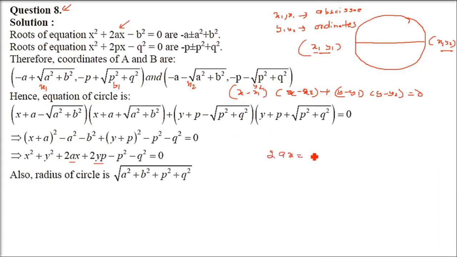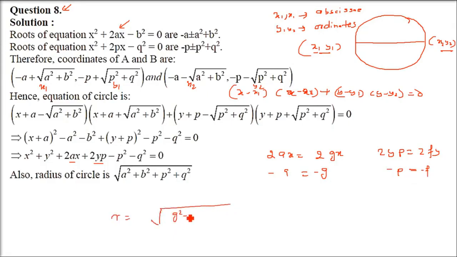Is radius. So just compare ax with 2gx. You get g as a, and minus g as minus a, because the center is minus g and minus f. Similarly, 2yp you can compare with 2fy. So you get f as p, this 2 gets cancelled. So minus f is minus p. So minus g and minus f are the center.